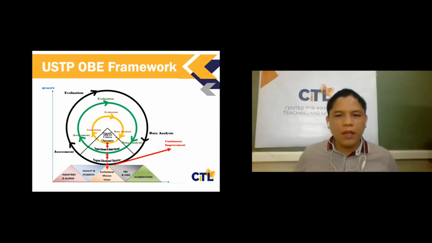In such a way, in each level, there's always continuous quality. As you can see in the framework, it's like a wheel that turns for quality. So this is the framework of USTP's OBE, analyzed every time we have our review.